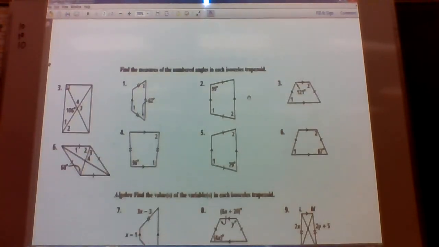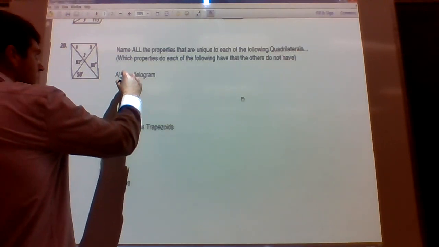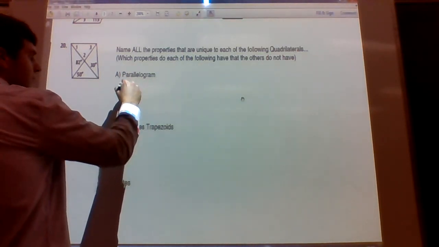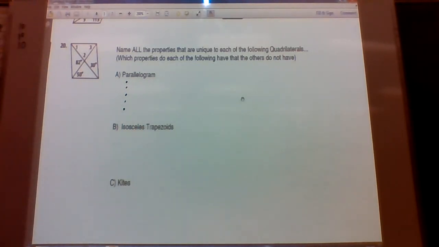Name all the properties that are unique to each of the following quadrilaterals. Which properties do each of the quadrilaterals have that the others do not have? So we go through, we know there's 5 properties on our reference sheet for parallelograms. Let's see if each of them are unique. Hope I don't screw up because I don't have a reference sheet in front of me.